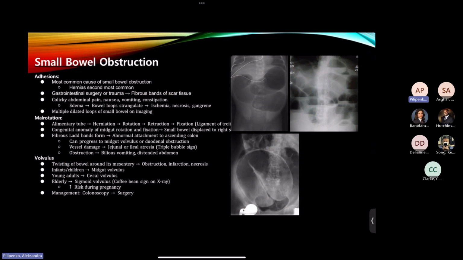Right, for small bowel obstructions, basically you will have those bubble signs. You will know this is a small bowel obstruction.